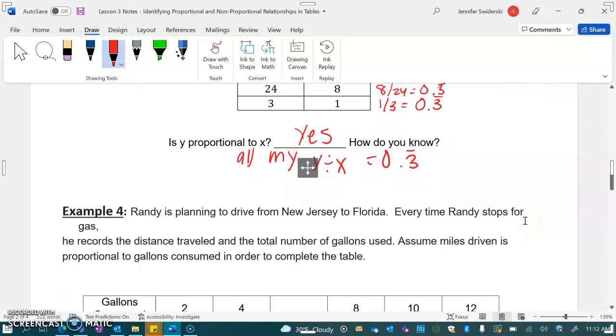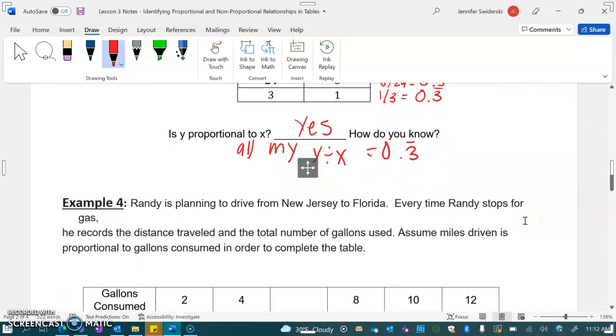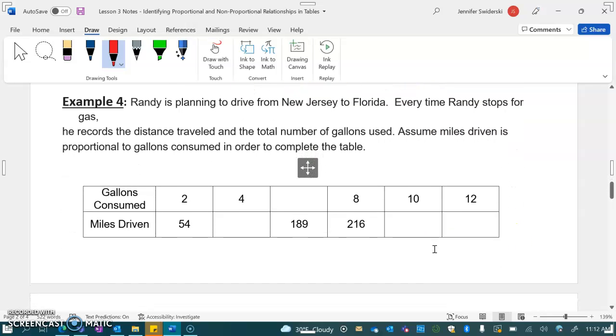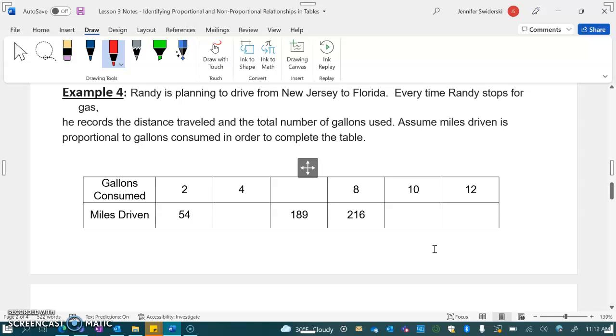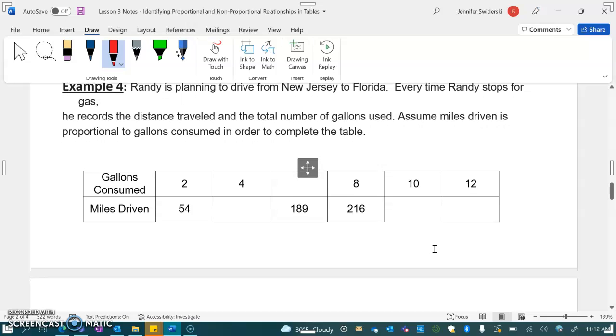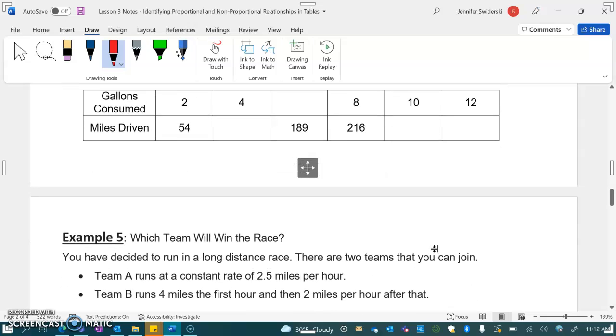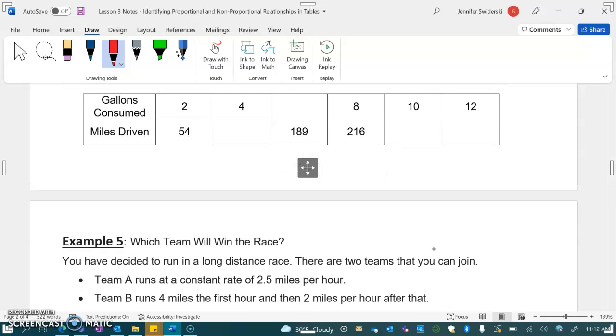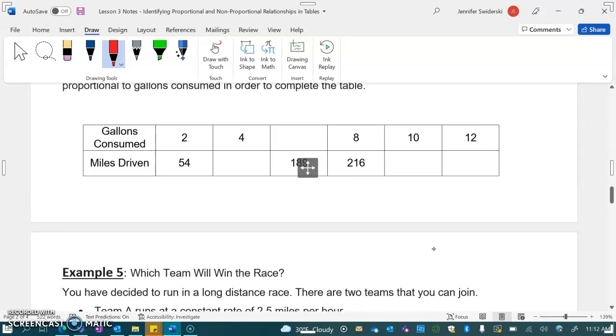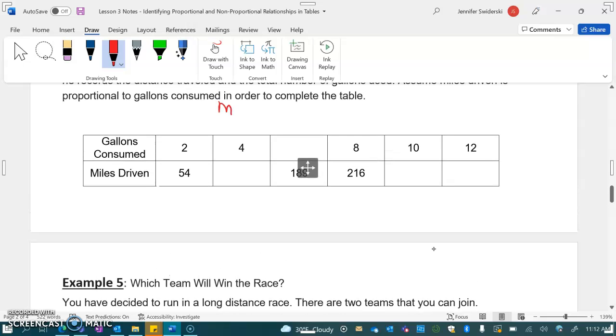Good job. All right, number 4. Our friend Randy is planning to drive from New Jersey to Florida. Every time Randy stops for gas, he records the distance traveled and the total number of gallons he's used. Assume miles driven is proportional to gallons consumed in order to complete the table. So when I look at this, we would always say miles per gallon, right? So if I write that down, miles per gallon, that means my Y is miles and my X is gallons.